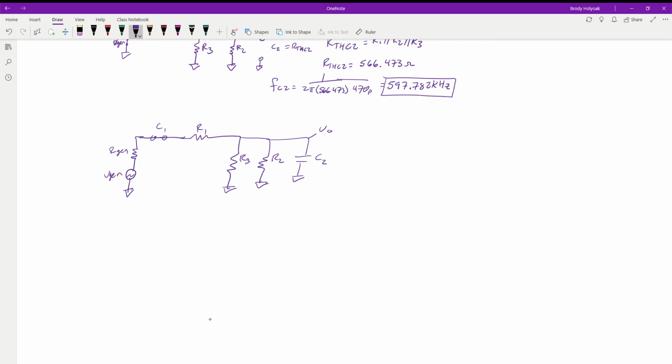So again, R1 is 1.2K, R2 is the 5.1K, and R3 is the 1.3K ohm resistor. This is 5 volts peak, and our frequency that we're using is right here. We have 470 picofarads, and we have 77.08 microfarads.